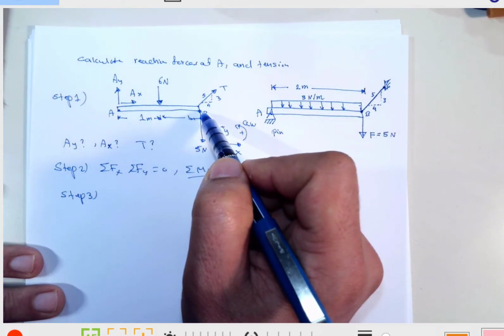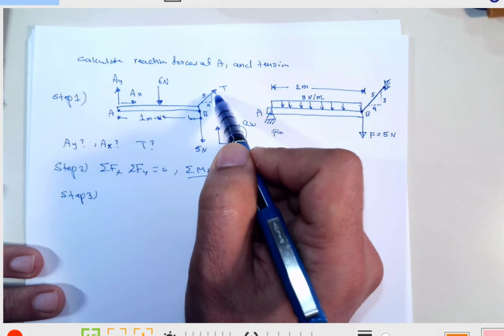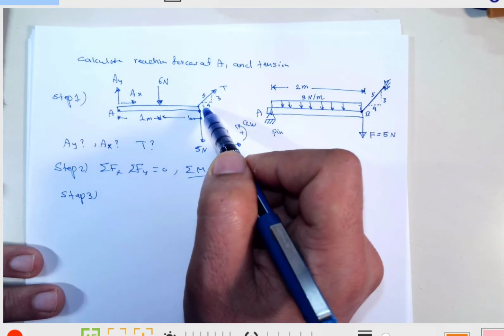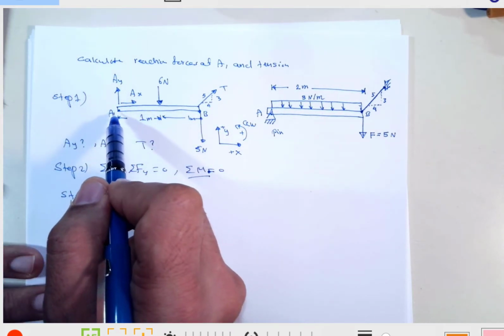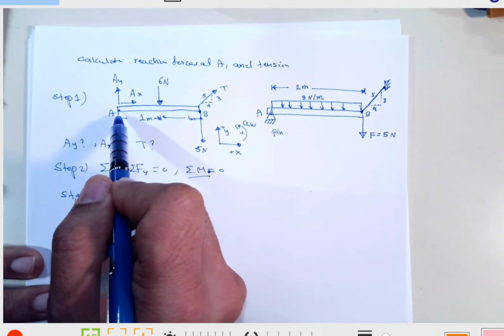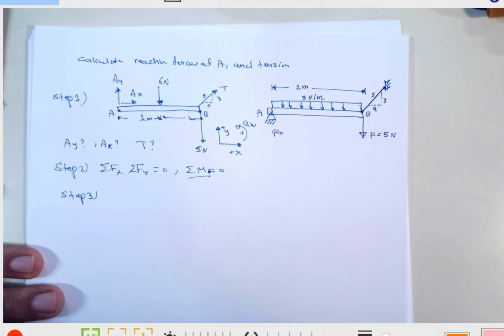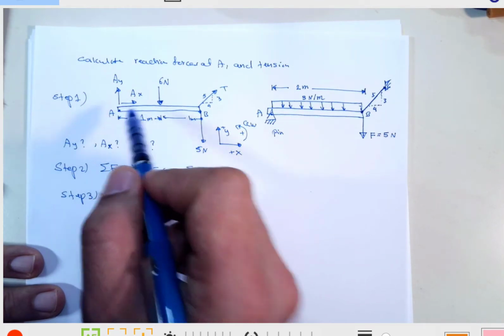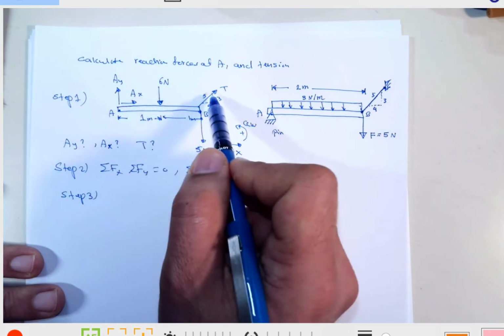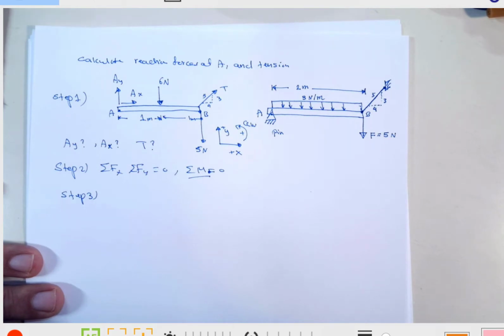Now if I choose my summation of moment to be calculated, for example at point B, right, then I will cancel the moment of T because it doesn't have a distance. If I choose to calculate the moment about A, then also it will cancel AY and AX because the distance is 0, but it will involve a T.